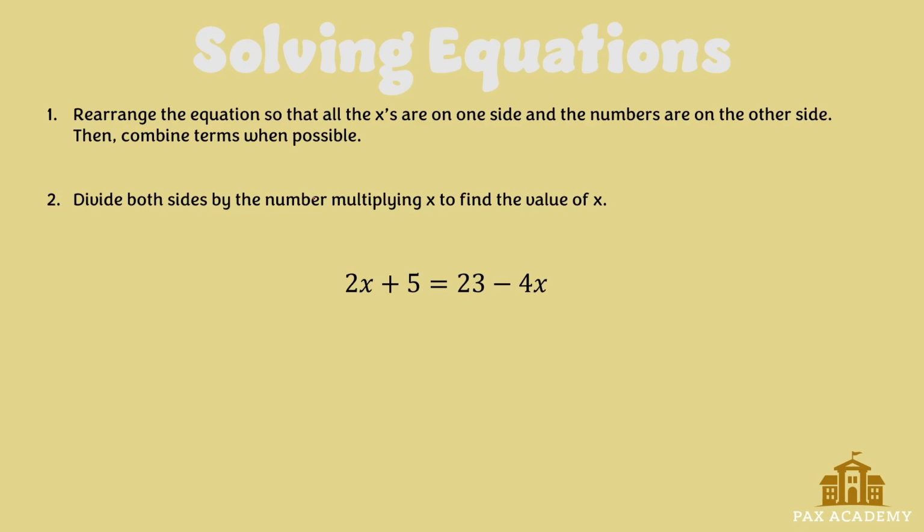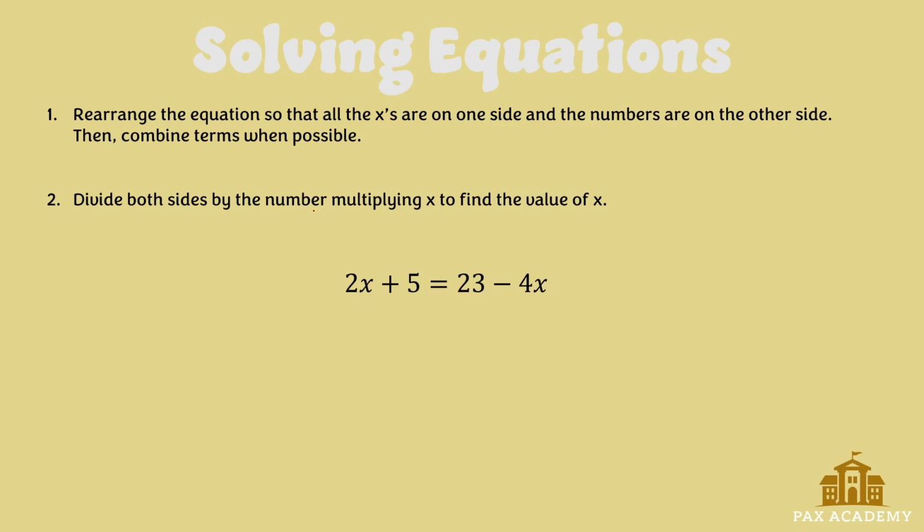This equation reads 2x plus 5 is equal to 23 minus 4x. As you can see, we have two types of terms. We have the x terms, which are 2x and minus 4x, and we have the number terms, which are plus 5 and 23. First we need to decide which side to have which type of term.